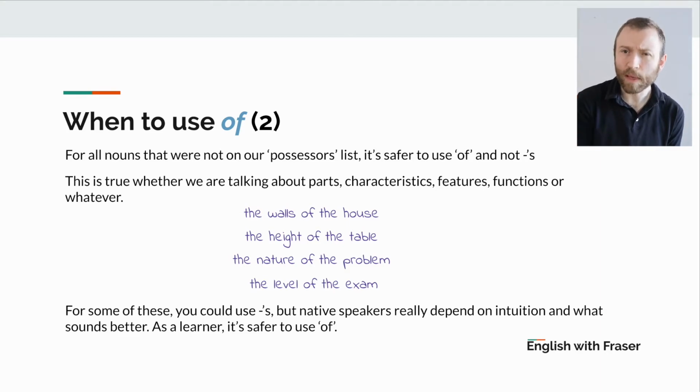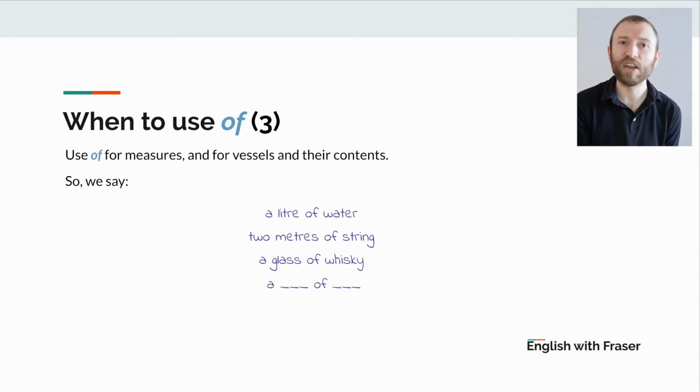But as native speakers, we really depend on our intuition and what sounds better to differentiate between them. I think for learners of English, it's probably safer for these inanimate objects and abstract nouns, for things that are not people, organisations, groups of people, animals, etc., it's safer to use the of version. We also use of for measures and for vessels and their contents. So we say a litre of water, 2 metres of string, a glass of whiskey, etc.